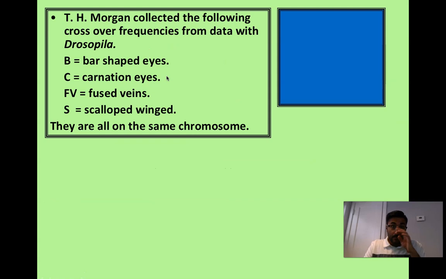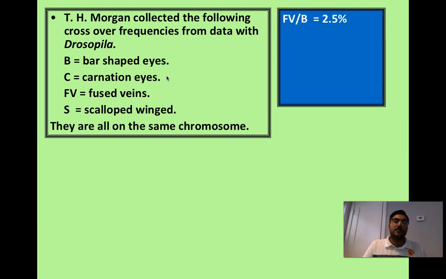So let's say Morgan, the guy that really liked his fruit flies, was looking at some data on Drosophila fruit flies. He looked at their eye shape. So they either had a bar-shaped eye or a carnation-shaped eye, so big B or big C. And then they either had fused veins, FV, or they had a scalloped wing shape, capital S. These are all different traits, but they're on the same chromosome.